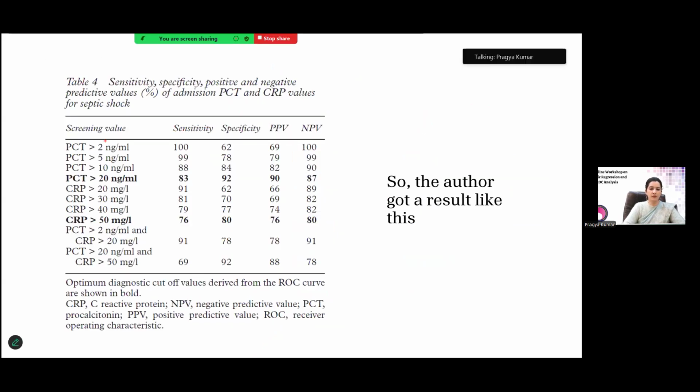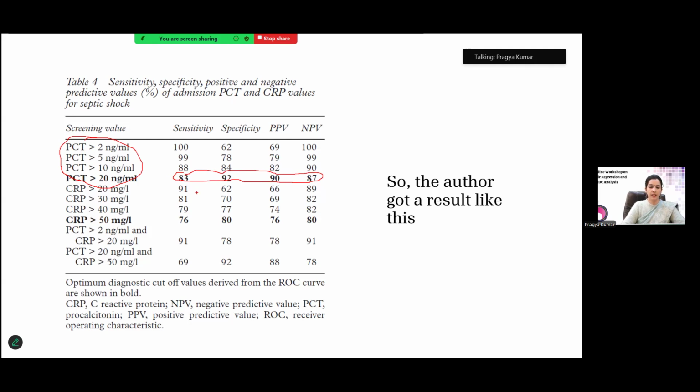He calculated values for procalcitonin at more than 2, more than 5, more than 10, and more than 20. Then he marked one in bold, because he took the cutoff where he can say that he has taken into account both sensitivity and specificity.